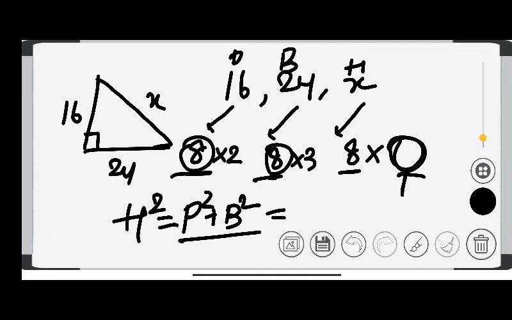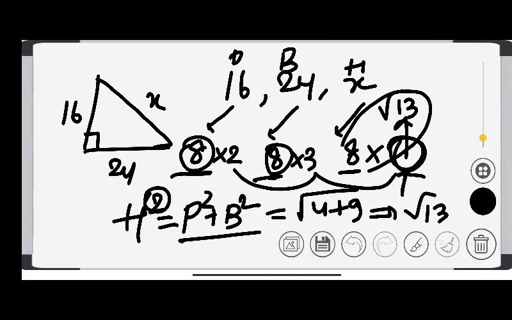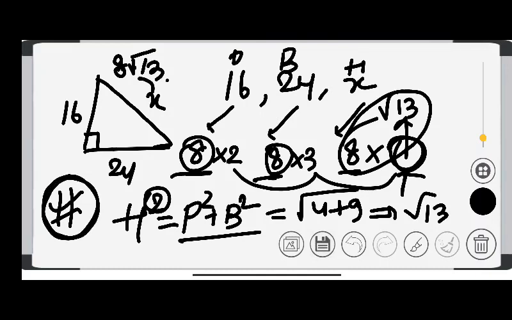So I have to find 2, 3 and this. 2 square is equal to 4, 3 square is equal to 9, and the square on this side is the root, then under root 13. So 8 into under root 13, that is 8 root 13. In the same way you can do it faster. You have to find the common multiple in every one of them.